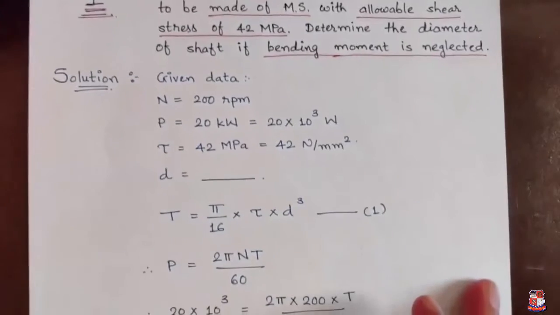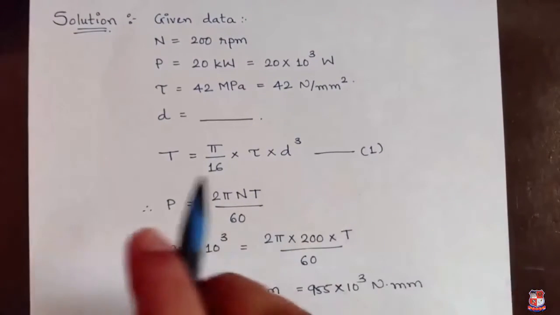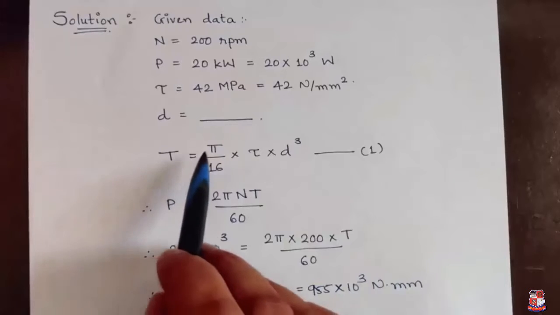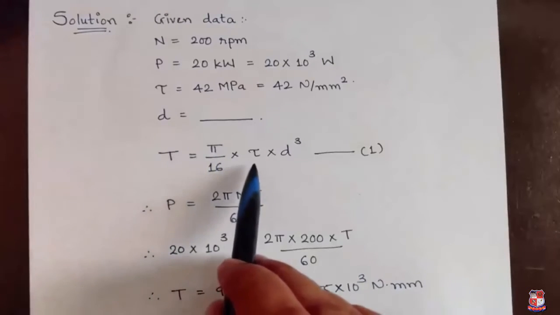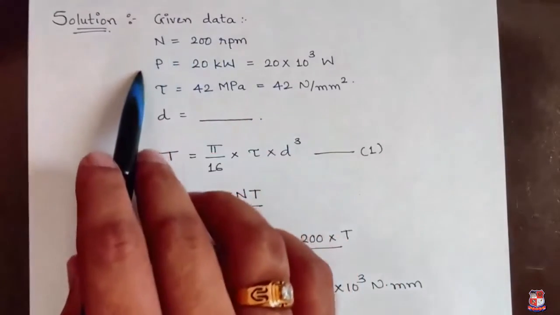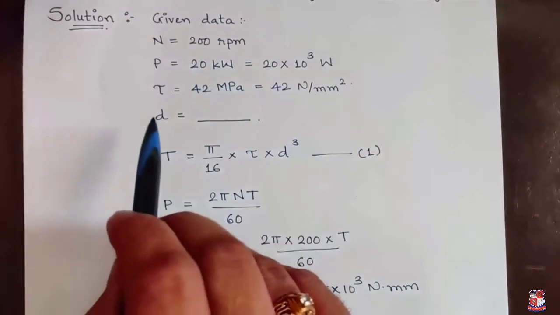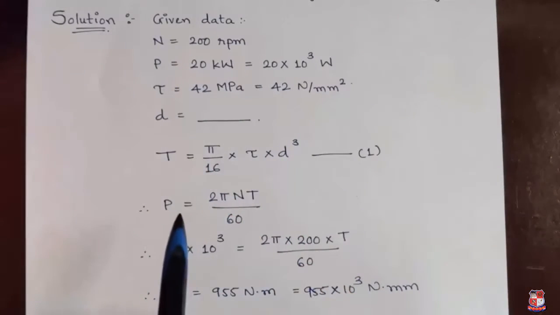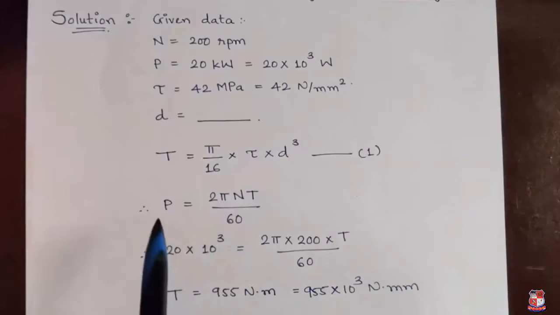So to find out the diameter of shaft, we have this equation for a solid shaft: T = π/16 × τ × d³. Now in this data, torque is not given, but instead of torque, power and RPM are given. So first we have to find out torque with the use of this equation.